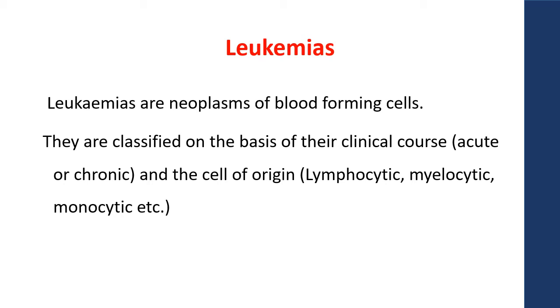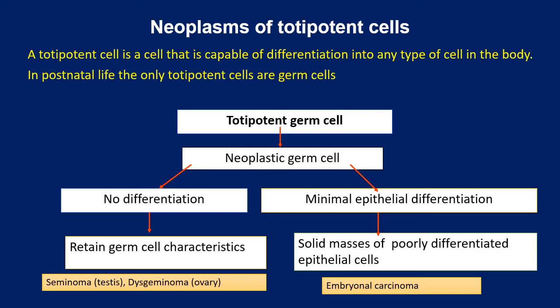Leukemias are neoplasms of blood-forming cells, malignant neoplasms of blood-forming cells. And we classify them according to the course, acute or chronic, and according to the cell of origin, either lymphocytic, myelocytic, or monocytic.